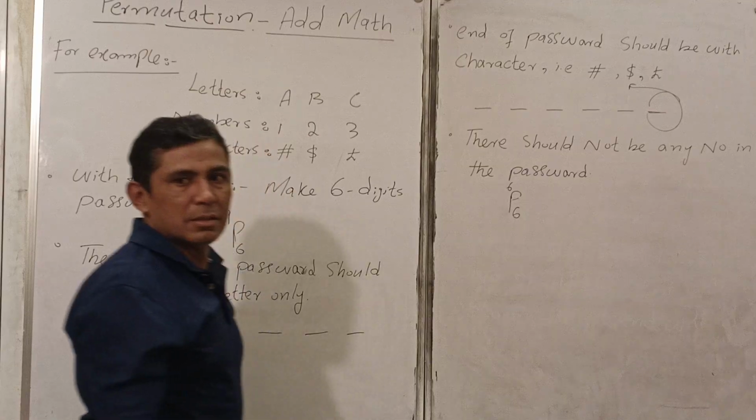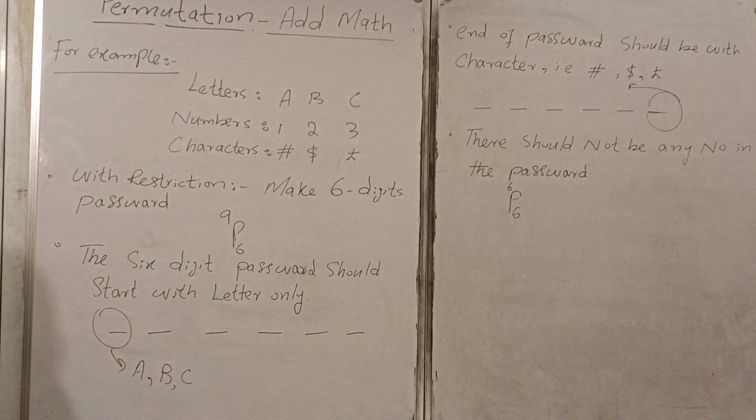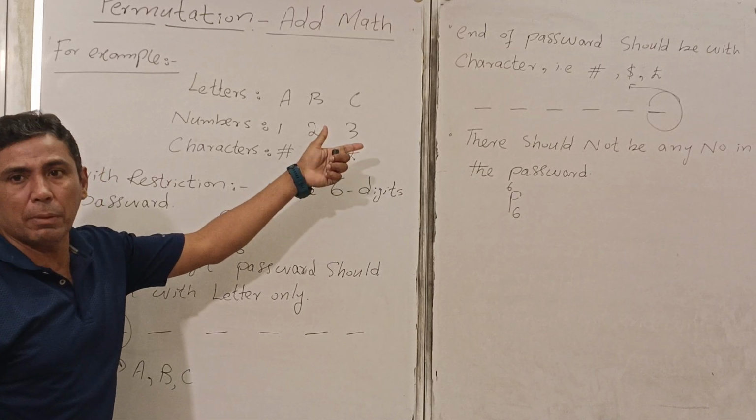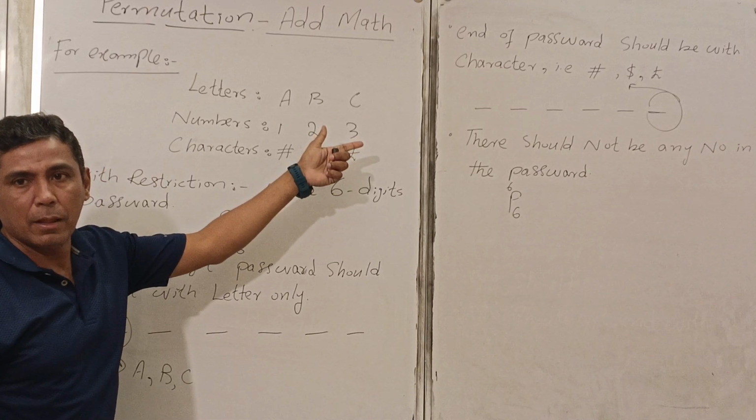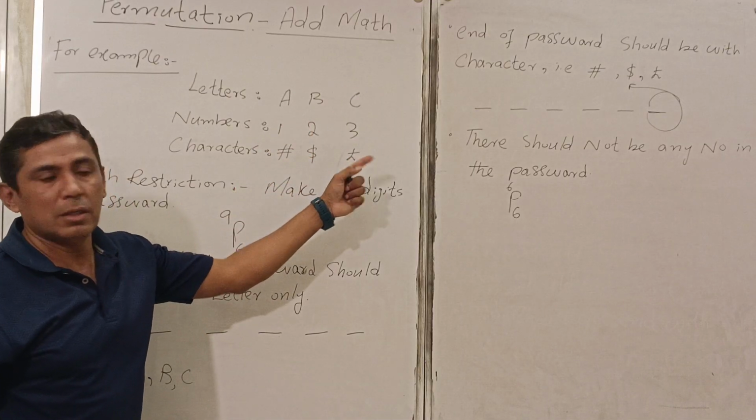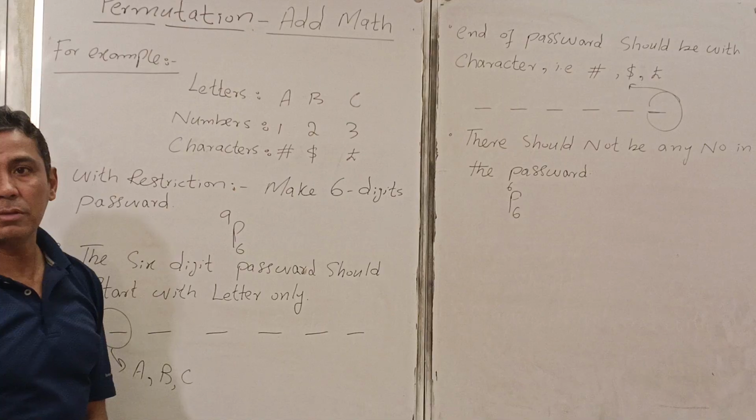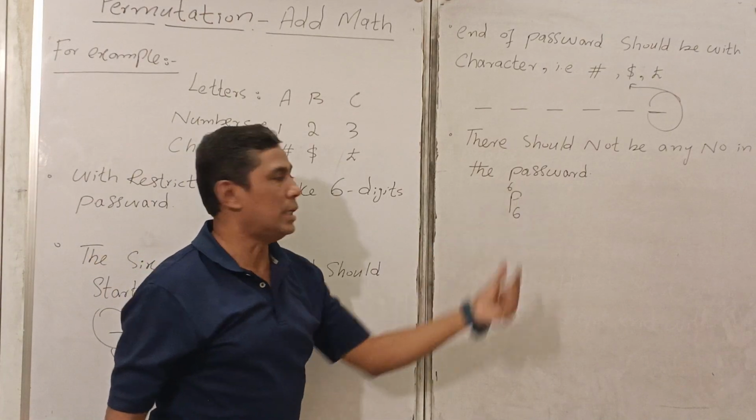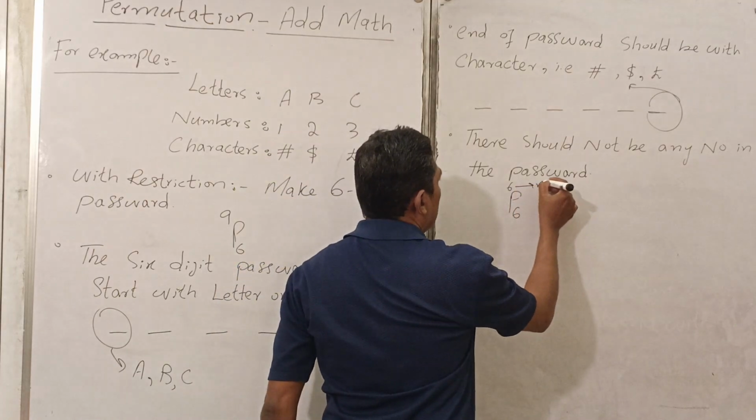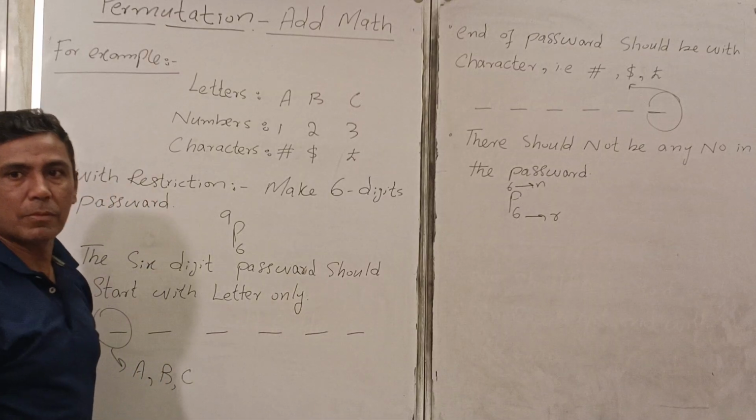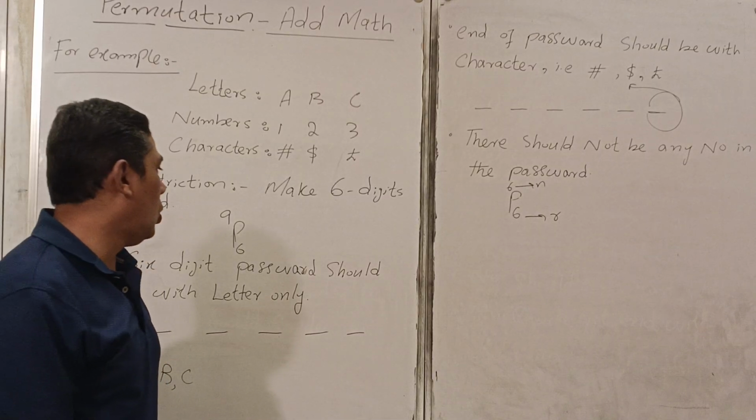6P6. Am I right? Why? Because we have subtracted numbers. Numbers are not part of our password, so our password is based on letters and characters only. It is another kind of restriction. Clear? This is the selection R and this is the total number N, and this one is R. Clear? Okay.